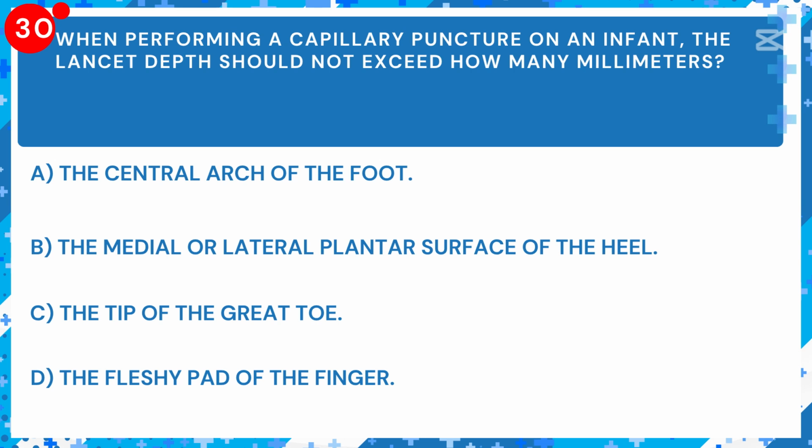Question 30. A phlebotomist is preparing to perform a dermal puncture for a capillary blood gas, CBG, on a neonate. Which site is most appropriate? A. The central arch of the foot. B. The medial or lateral plantar surface of the heel. C. The tip of the great toe. D. The fleshy pad of the finger.